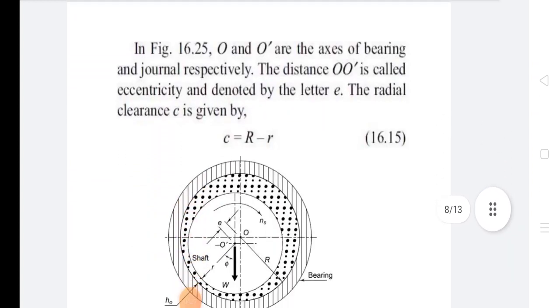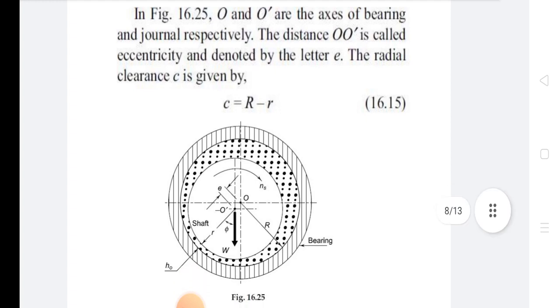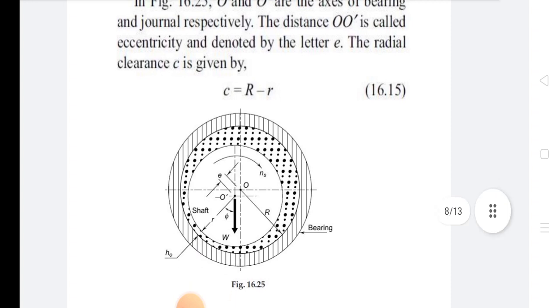So, in the figure, O and O dash are the axes of bearing and journal respectively. The distance OO dash is called eccentricity and denoted by the letter e. The radial clearance c is given by c equals R minus r. This is the shaft, this is the bearing, this is the minimum film thickness h0, and this is the eccentricity e.